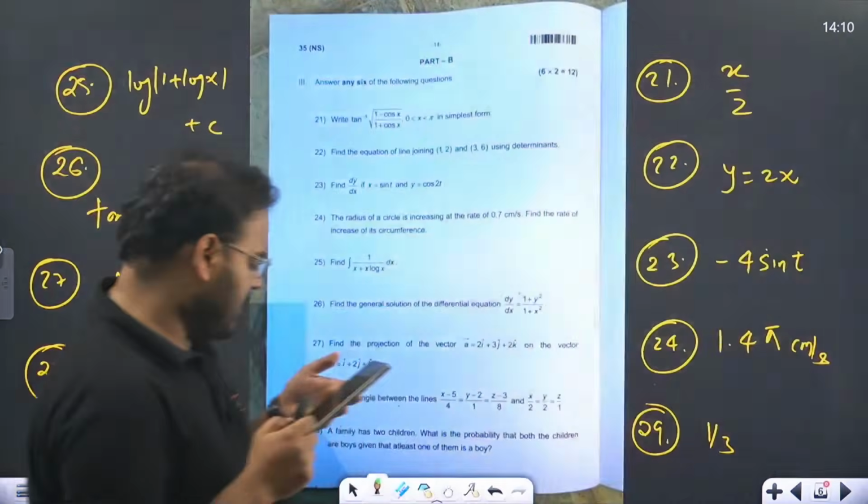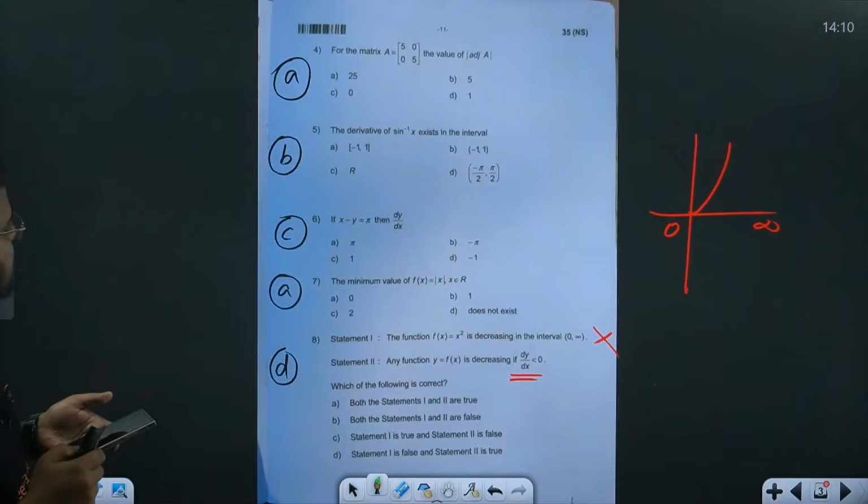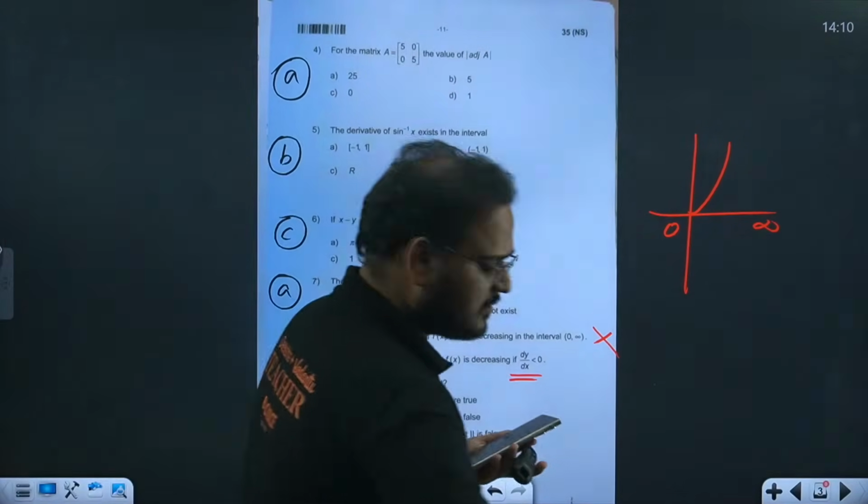Please check, 6th MCQ should be B. 6th MCQ should be B. 6th should be B, is it? Let me solve it then.